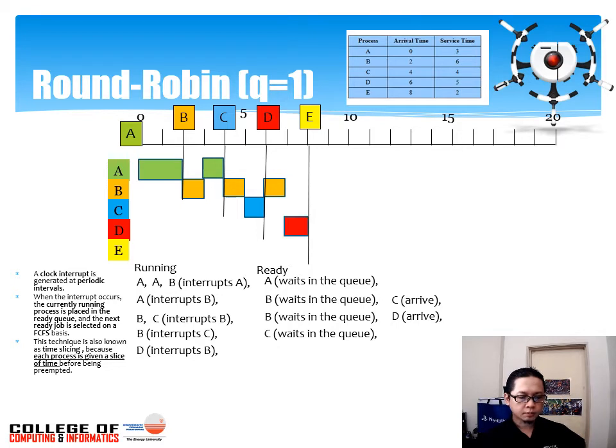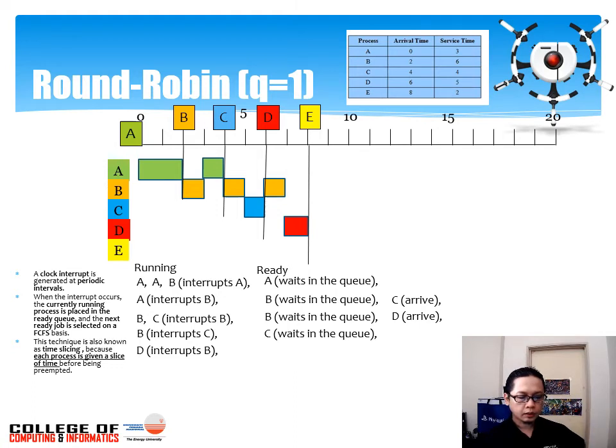Okay, so D interrupts B, so D will execute here in the red. Okay, so next one, E arrives after one slice of D's execution. E arrives here. Okay.